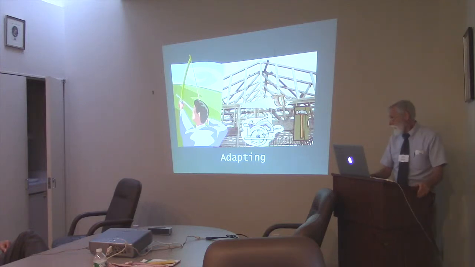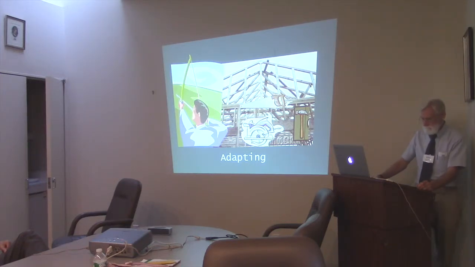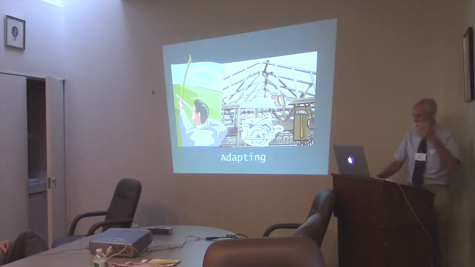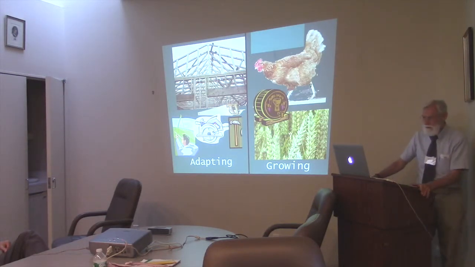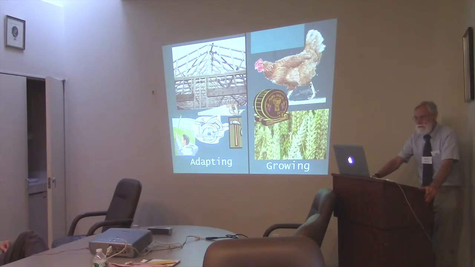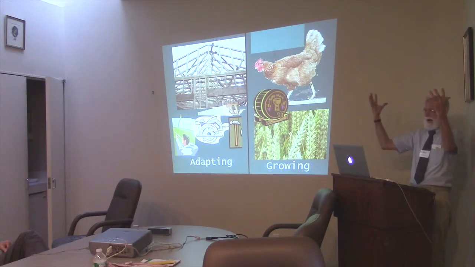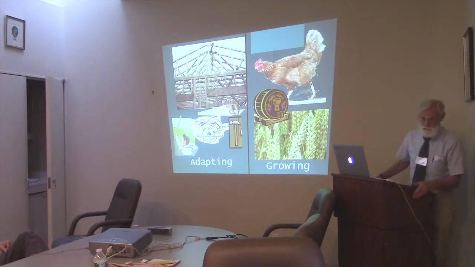So what George argues is that in this first mode of production, adapting, like hunting or building houses, the primary benefit of capital is in the use of the capital, like the hammers and saws and so on, the bows and the arrows. And the primary beneficiary is the user of the capital. In the second mode of production, growing, as in farming, the primary benefit of capital is in the increase in the value of capital. And the primary beneficiary is the owner of the capital.